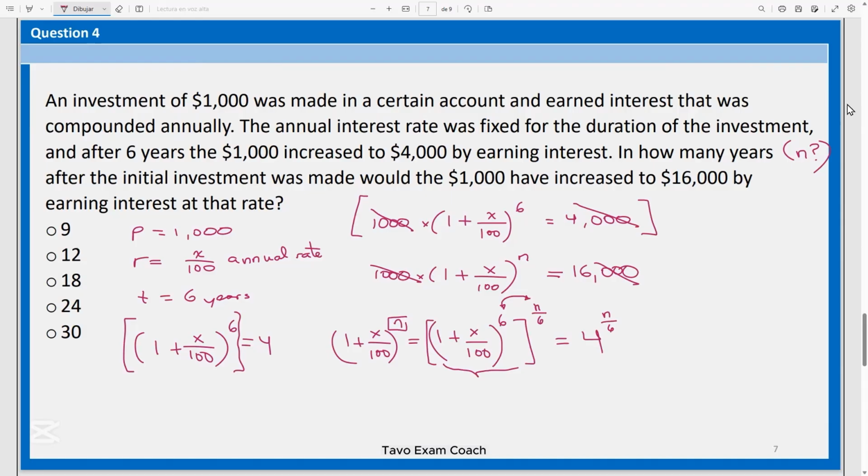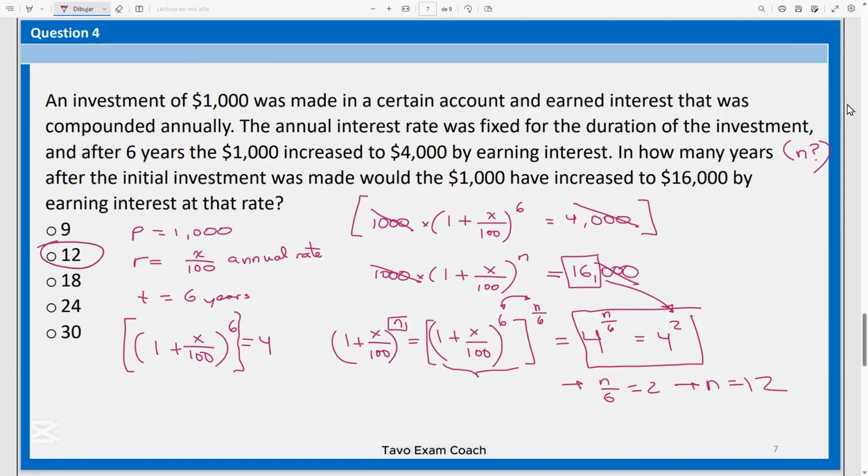While on the right side of the equality, we have 16, which we can represent as the square of 4. So there is another property that says that if we have two powers of the same base, having the same value, that is the two powers are equal, then the two exponents must be the same. So n over 6 must be 2 and n should be 12. And the answer to the question is option B.